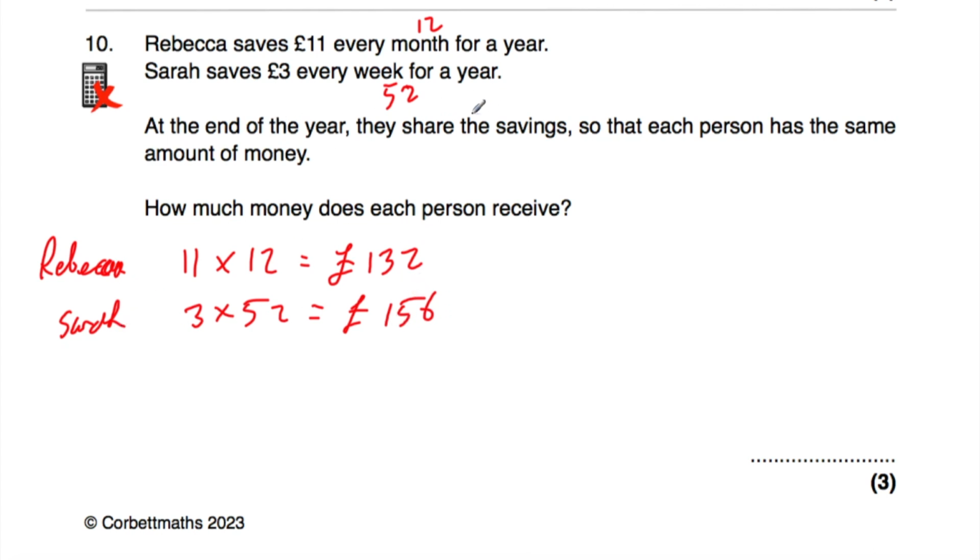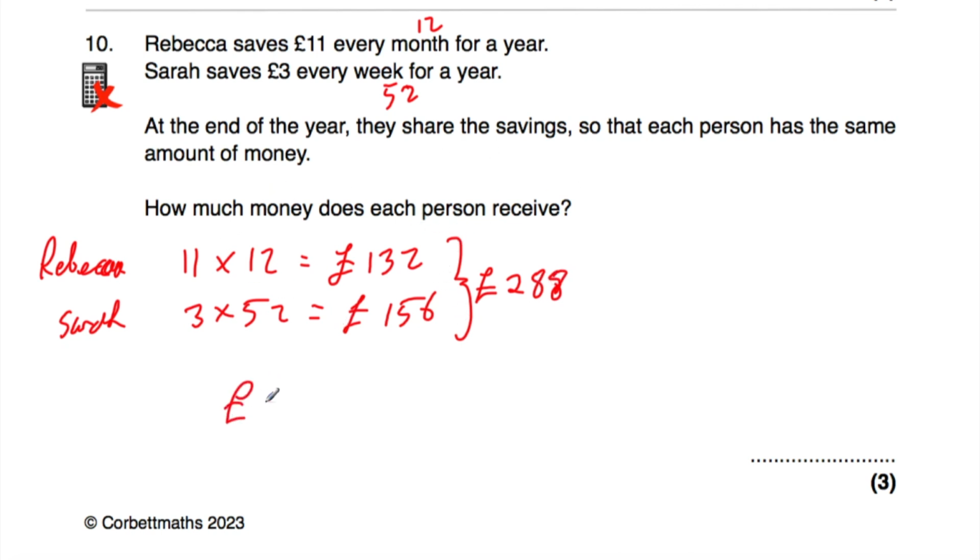Now, at the end of the year, they share their savings. So let's add the amount of money to begin with and see how much money they've got all together. So 132 plus 156 would be equal to £288. So altogether, they've got £288. And then they're going to share it so that each person has the same amount of money.